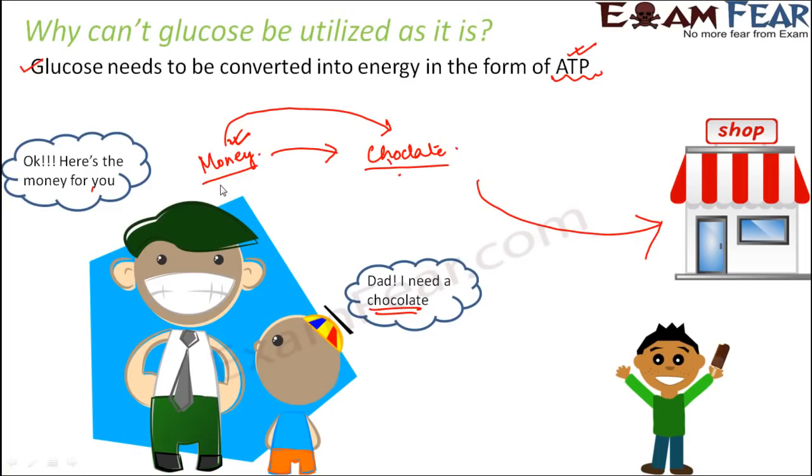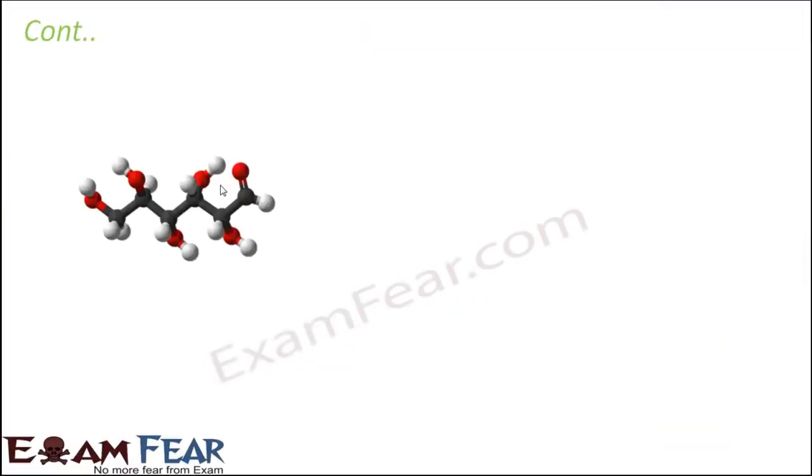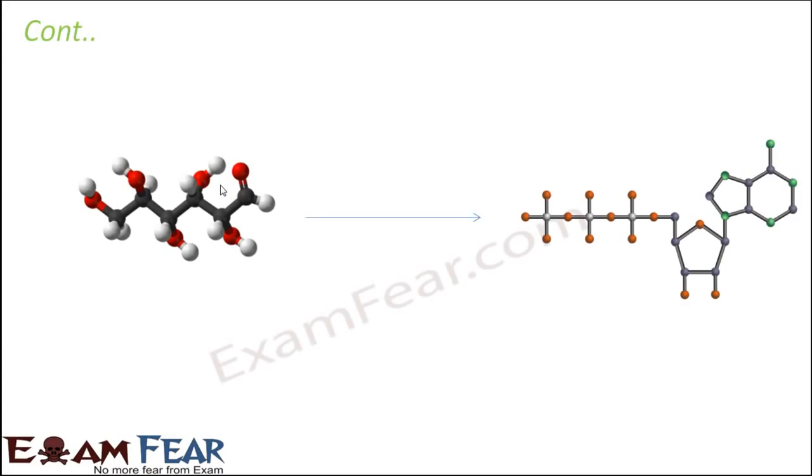So please understand this part, that plants cannot utilize glucose as it is in its form. The glucose needs to be converted into energy in the form of ATP molecules, and this conversion is called respiration. So this is the conversion of glucose into energy in the form of ATP molecules. So this is your glucose and this is your energy in the form of ATP molecules.